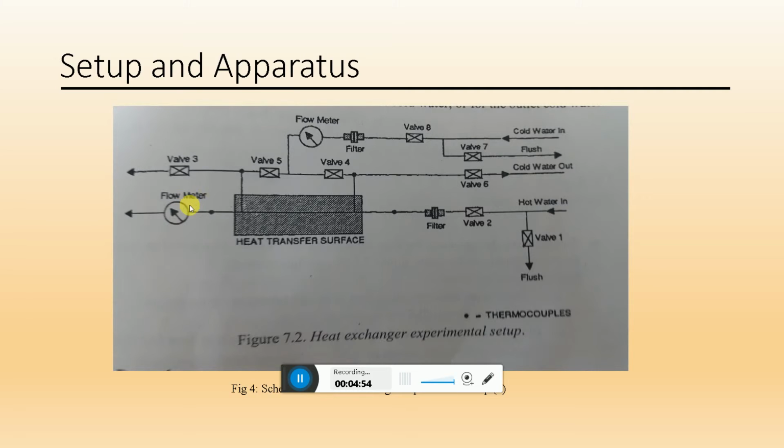And we have flow meters right here. Flow meters evaluate the flow rates of the hot water and the cold water respectively. We also have a dial marked 1, 2, 3, 4, not shown here, which depicts the temperature according to the numbers. That is, if you press 1 on the dial, it shows the temperature of this thermocouple right here.